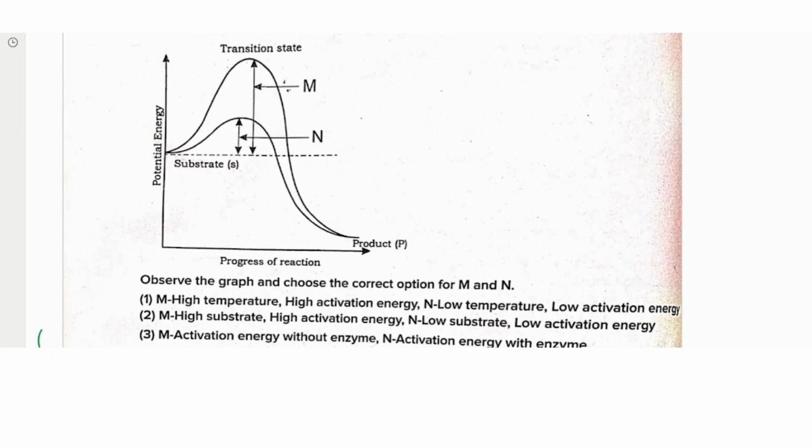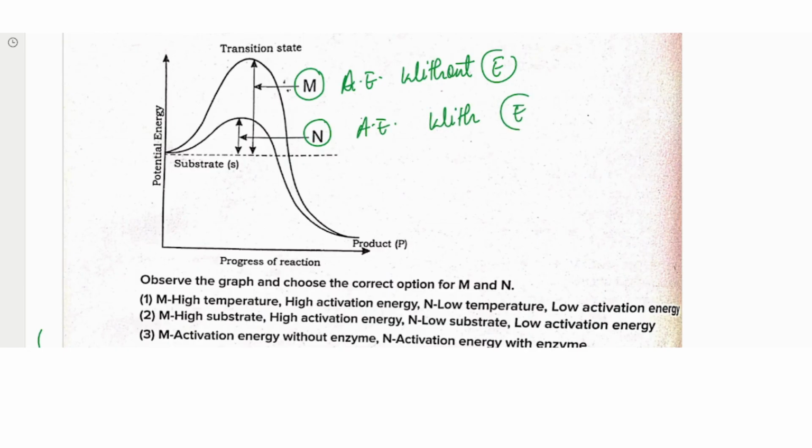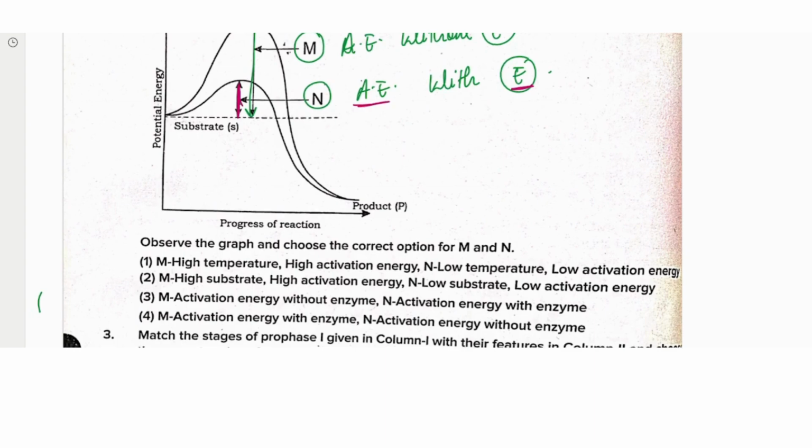This is from your biomolecules chapter, the enzyme substrate complex. M is indicating the activation energy without enzyme. If the enzyme is not there, it will use a lot of energy. N is indicating the activation energy with enzyme. The line for M shows too much energy, but here very little energy is used because of the enzyme. So when the enzyme is present, it reduces the energy level. On that basis they have given the question with this graph.